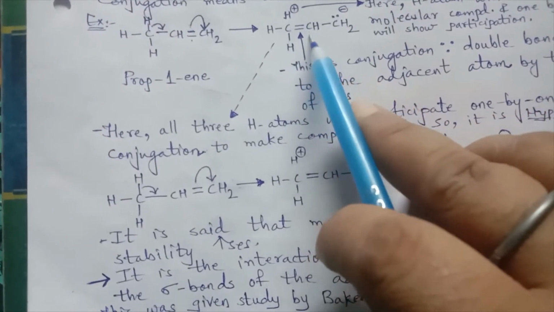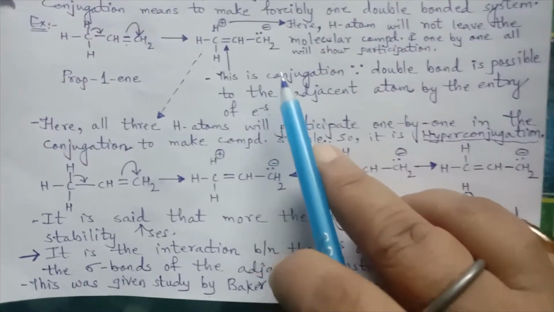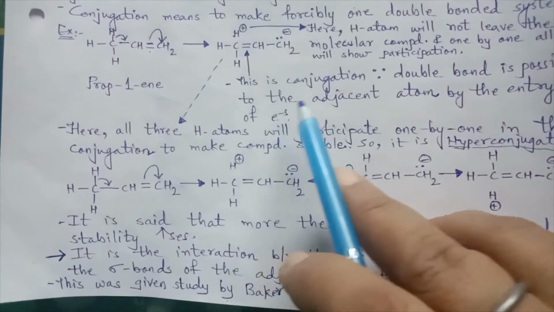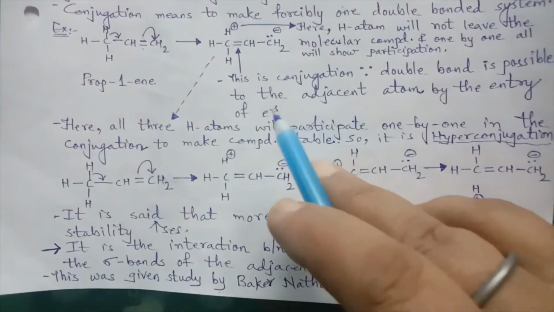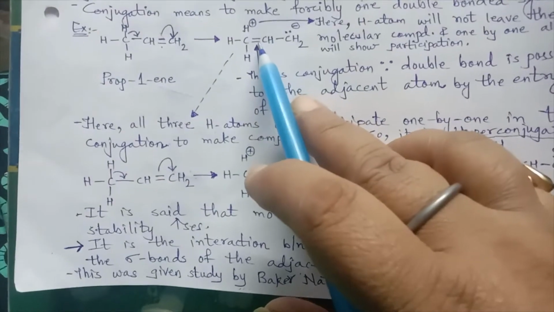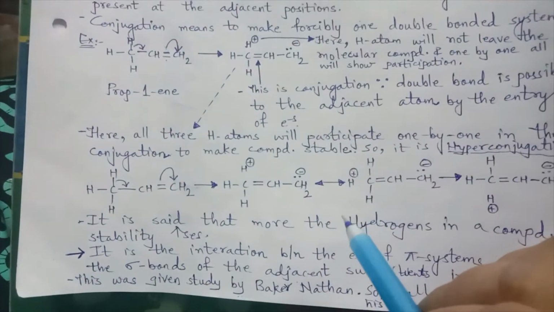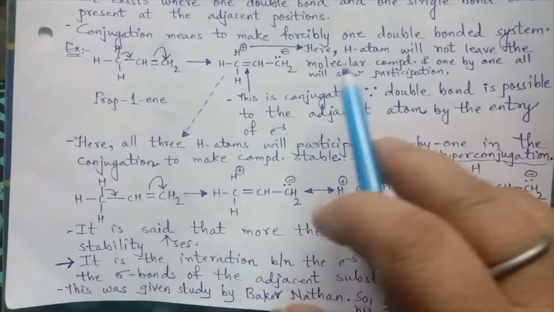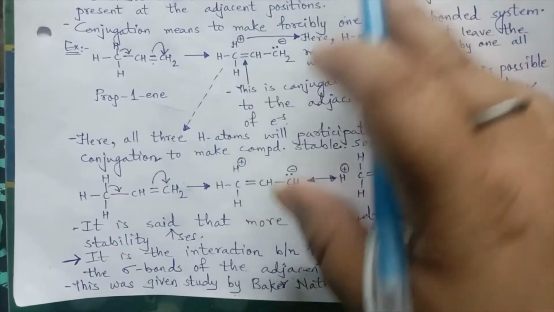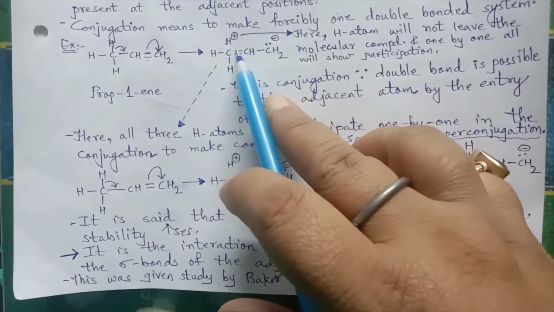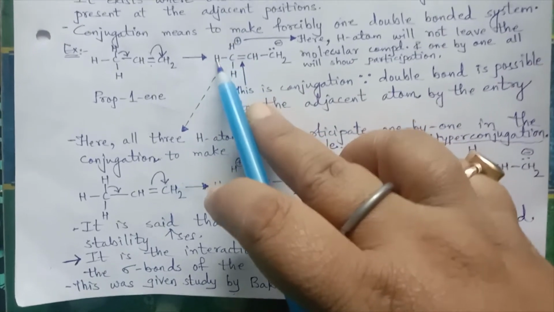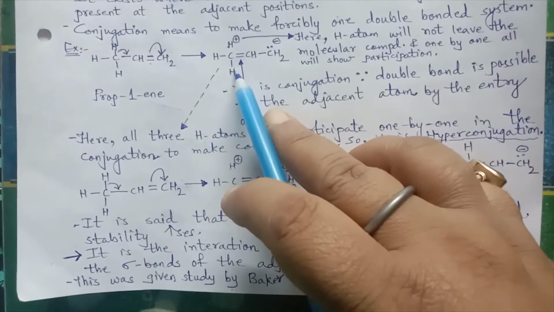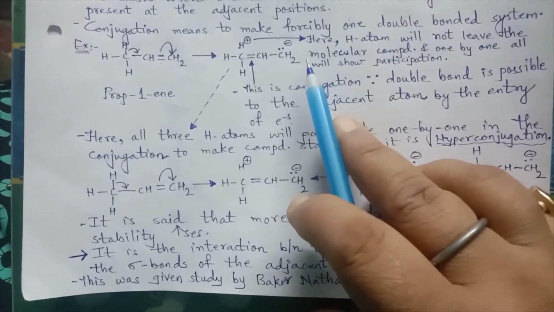Here this double bond which is formed is conjugation, because a double bond is formed at the adjacent atom by the entry of the electrons. It was not there, but because of the entry of the electrons, it has taken place. And what about this hydrogen? Here the hydrogen atom will not leave the molecular compound. It will not leave this compound, but it will remain there, and one by one they will rotate the electron and will give the double bond on either side.